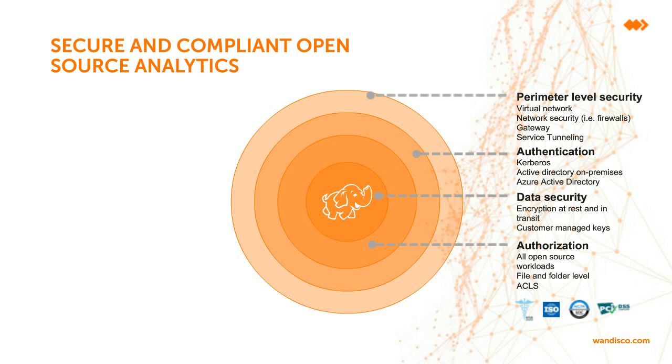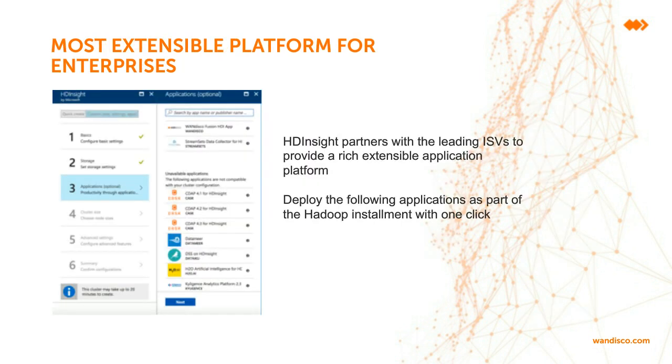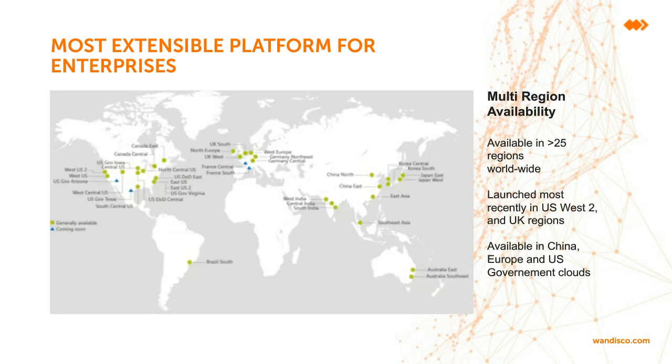It's the most extensible platform, so you can bring in a lot of open source projects and third-party solutions. It's available worldwide, so this is just a snapshot of where Azure and HDInsight is available. It's also available in government clouds in China, Europe, and US, which allows customers to deploy their applications in these sovereign environments, which have more regulations that a service has to meet. So this gives the customers a good option to deploy and build applications on HDInsight while meeting the needs of the enterprise and the governments as well.